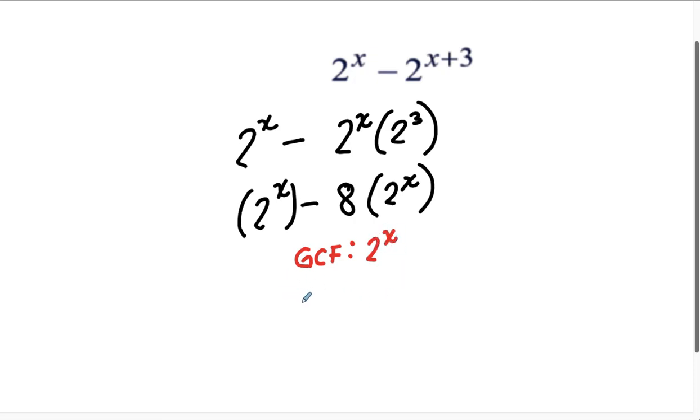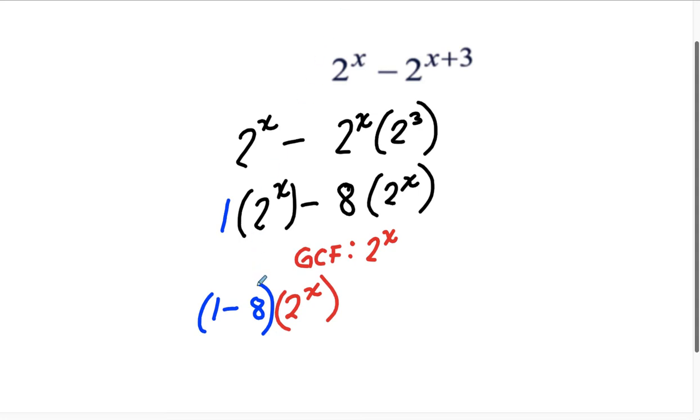So you want to factor out your GCF, which is 2 to the x power, and then you want to figure out what's left. Let's remember that what is left is the coefficient of each term. The coefficient of 2 to the x power is 1. Even if it's not there, it is equivalent to 1. And then the coefficient of the second term is negative 8. So altogether, this is 1 minus 8 times the GCF, which is 2 to the x power.